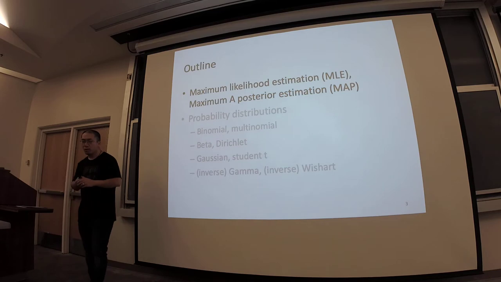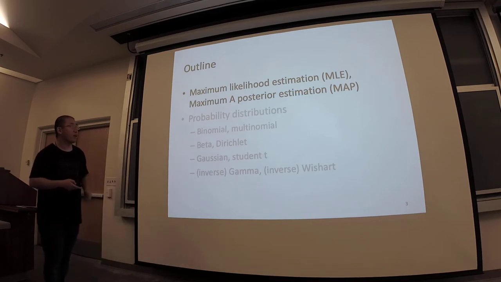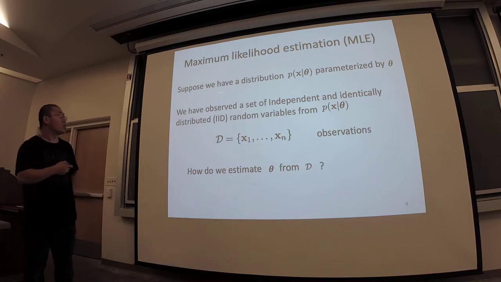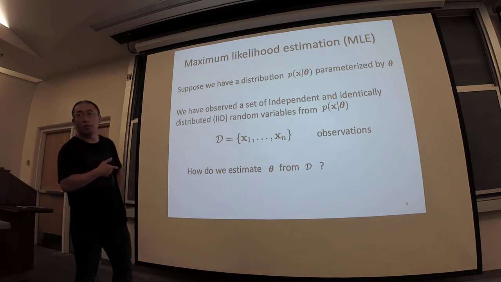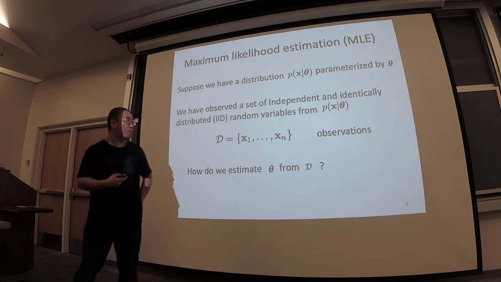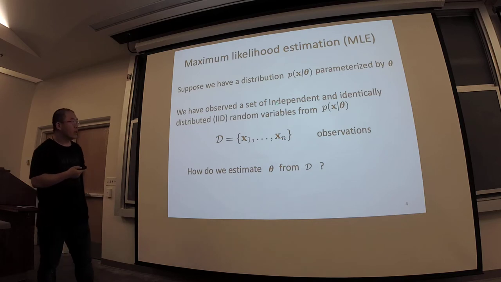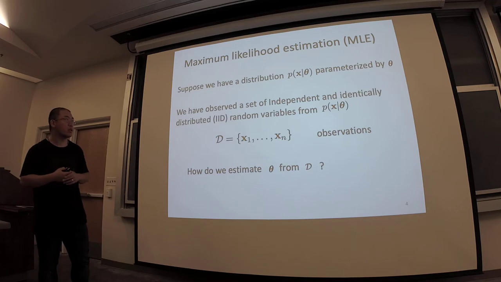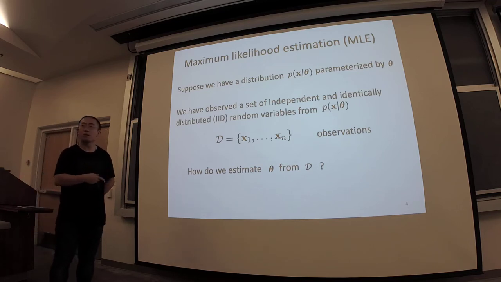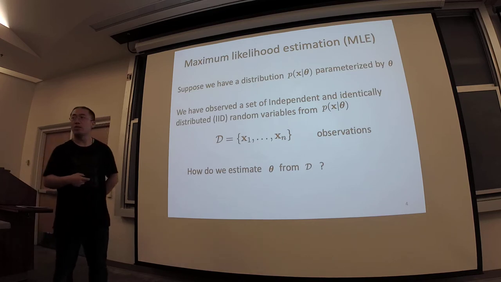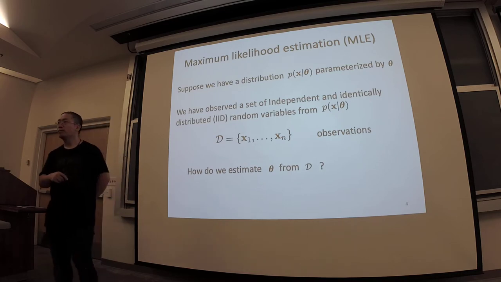So first, let us briefly review what maximum likelihood estimation and MAP estimation are. Suppose we have a distribution, and we know the form of this distribution, and we know that the distribution is parameterized by some unknown parameters theta. Now we have observed a set of independent identically distributed, briefly IID, random variables from this distribution. So basically we have observed a set of observations, and we can safely assume those observations are IID. And the question is how do we estimate theta from these observations D, which consists of, say, n points? How do we do that?